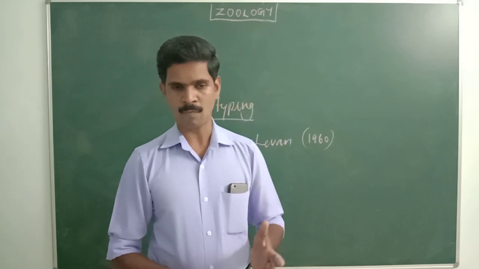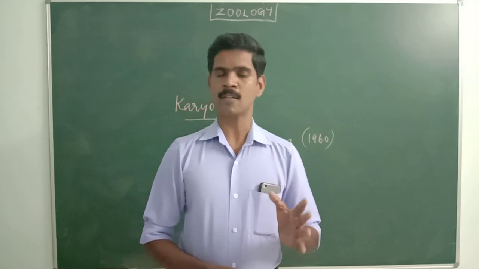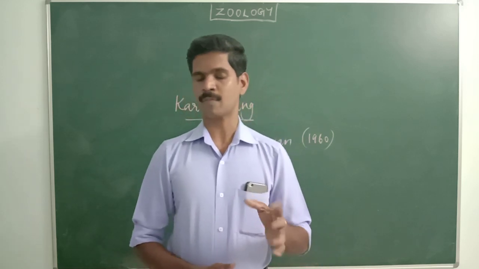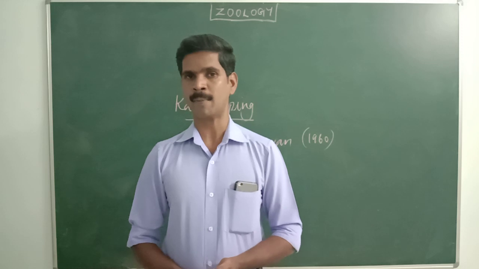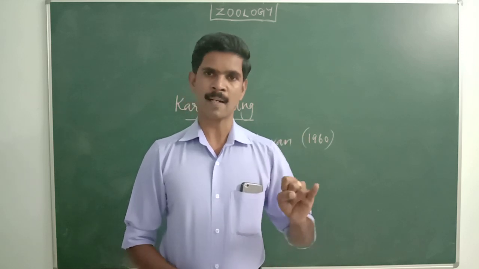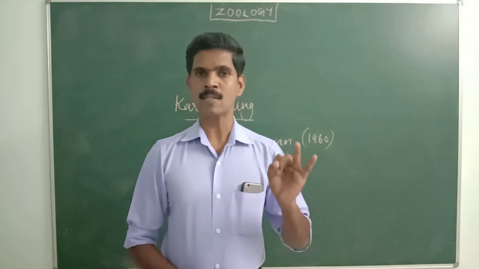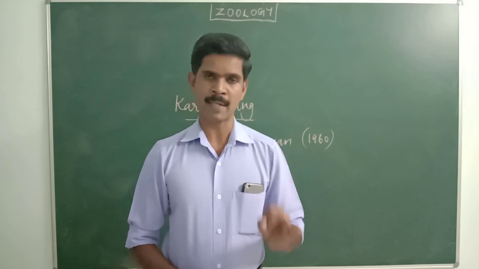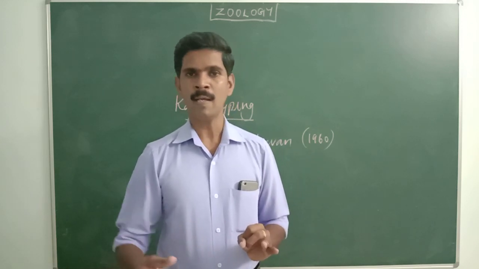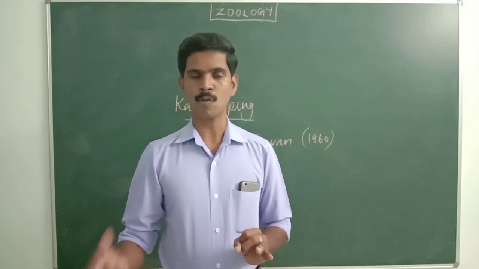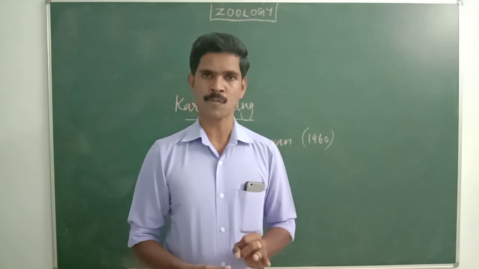So, dear students, now we have completed five applications of this karyotyping technique. The first one is gender identification, used to identify the sex of the fetus. The second one is used to identify chromosomal aberrations. Examples of chromosomal aberration are addition, deletion, translocation and duplication.